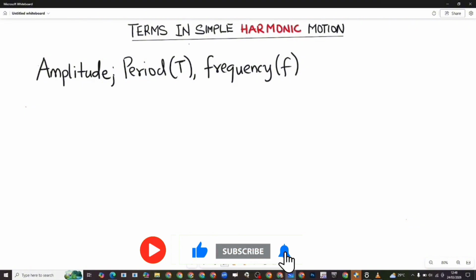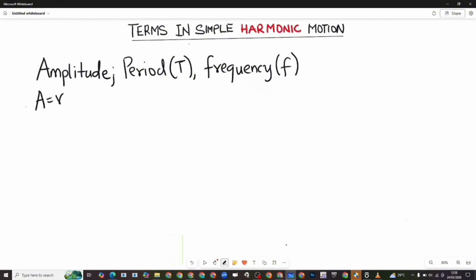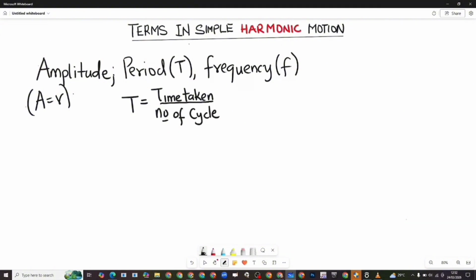For the amplitude, you can say A is equal to r. This is for amplitude. I'm going to explain more on this. The period is nothing more than the time taken by a particle to complete a cycle, that is, the time taken over the number of cycles. That's the period. And the frequency is the number of cycles per second, so you can just say it is the number of cycles over the time taken.